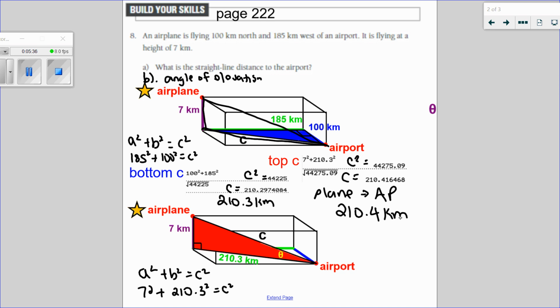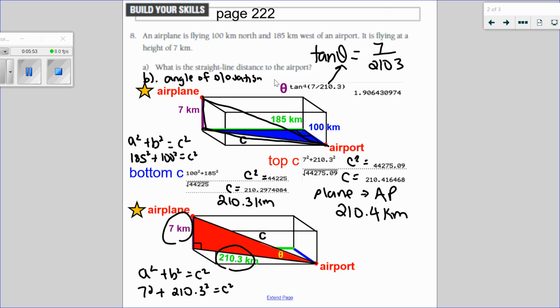And then the angle of elevation, we always use tangent for that, so opposite over adjacent. So tan of my angle is opposite 7 over adjacent 210.3. I don't know the angle. I want to go backwards to find it, so I use inverse tan to do that. So inverse tan of 7 over 210.3, and I get 1.9, or 2 degrees, as the angle of elevation.